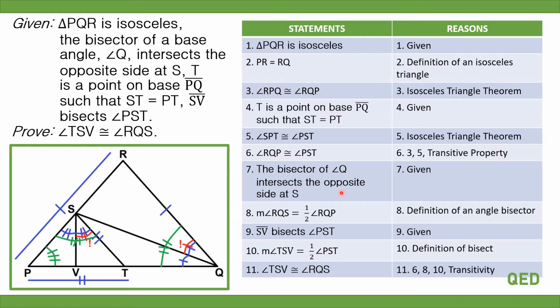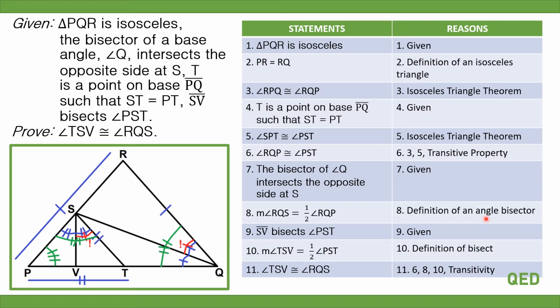Statement 7 is another given. The bisector of angle Q intersects the opposite side at S. Statement 8 is the consequence of statement 7. Now take note that I gave a different statement compared to the statement that I have given to you in the previous video. Now, statement 8 states that the measure of angle RQS is equal to 1/2 of the measure of angle RQP by the definition of an angle bisector.